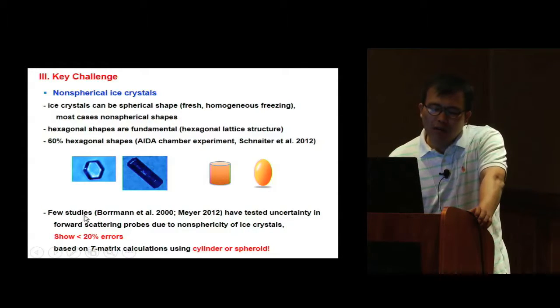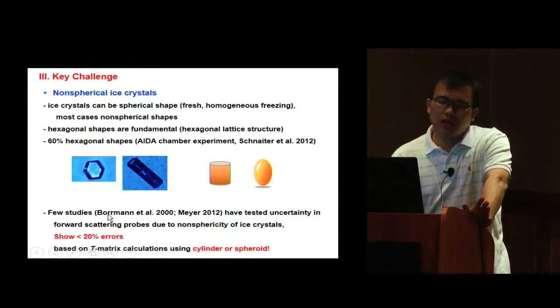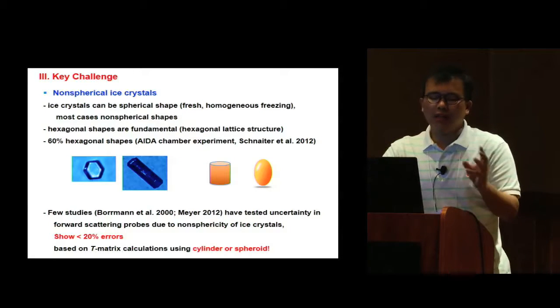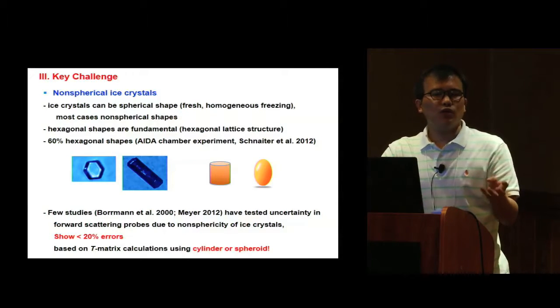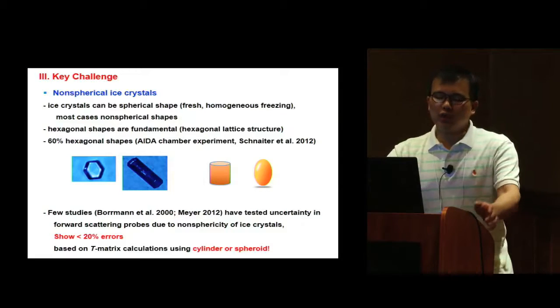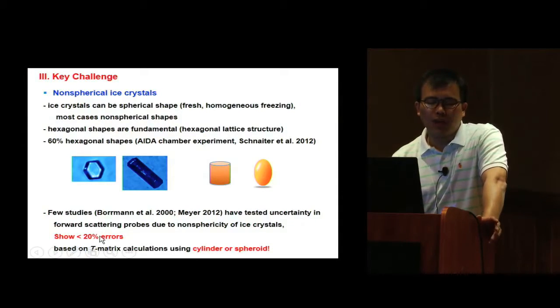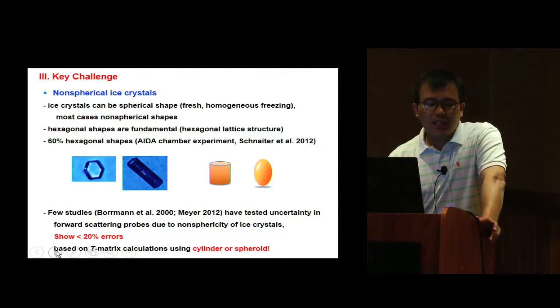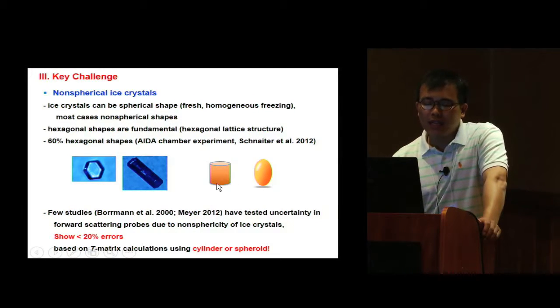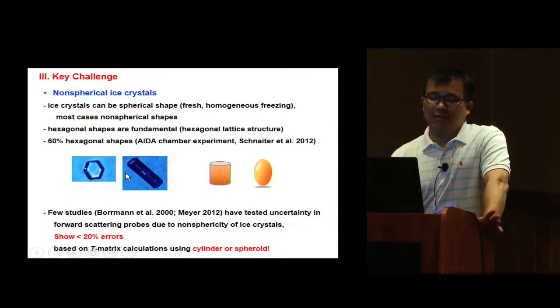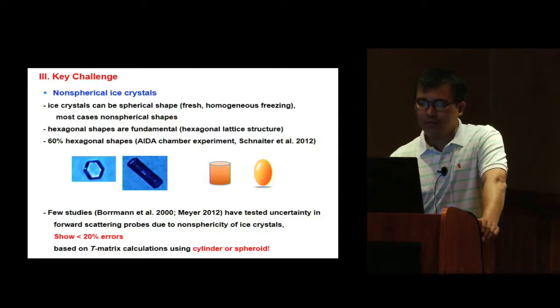And in very few studies, as far as I know, there are only two, two studies have tested the uncertainty in forward scattering due to the non-spherical shapes of ice crystals. And these studies show that errors are less than 20%. But these studies are based on the T-matrix calculation, assuming ice crystals are cylinders or spheroids. But look at these real ice crystals. They are not cylinders or spheroids.